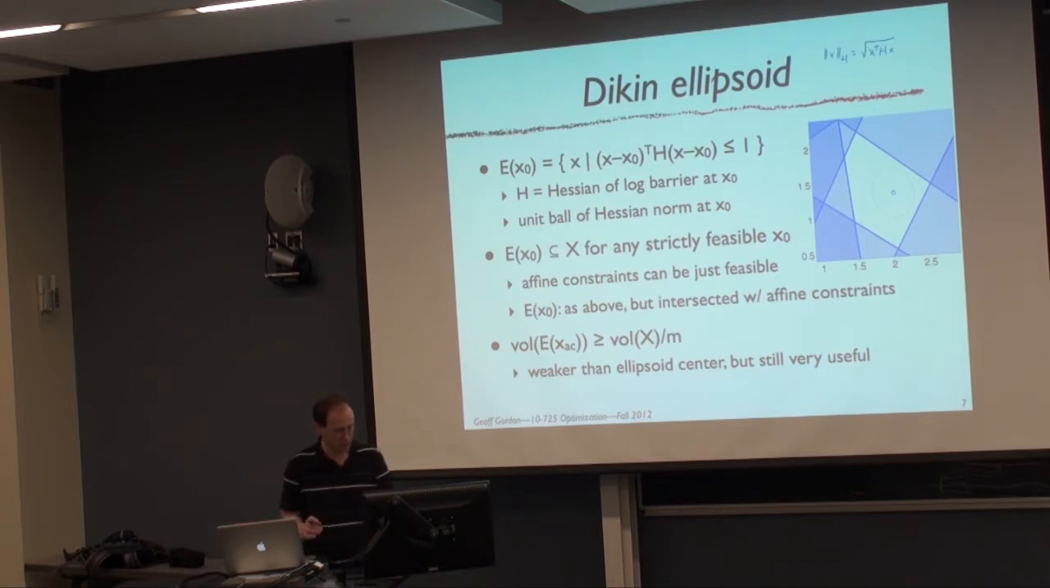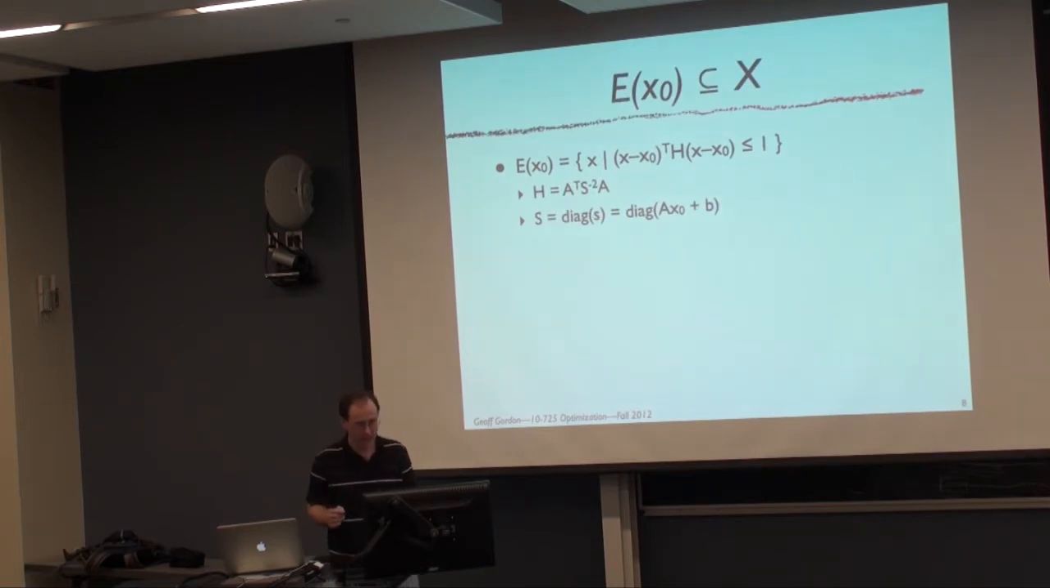So let's go ahead and prove it. The other thing that's surprising and cool is that the proofs are actually quite simple. So here's the Dikin ellipsoid centered at x0, where H is the Hessian, S is the slack vector, you put it on the diagonal, S is Ax0 plus b. This is for any feasible point x0, not just the analytic center.